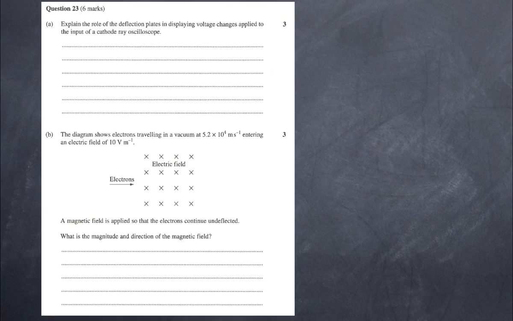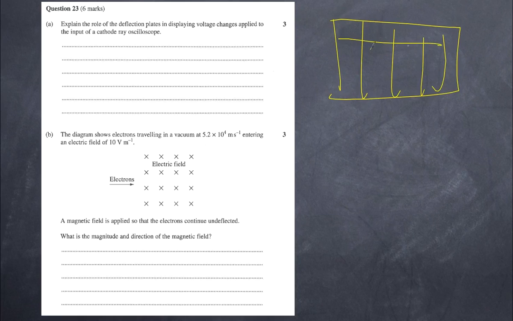Question 23a. It says explain the role of the deflection plates in displaying voltage changes applied to the input of a cathode ray oscilloscope. So a cathode ray oscilloscope, of course, has a nice little grid like so, and you're going to get a trace like this.